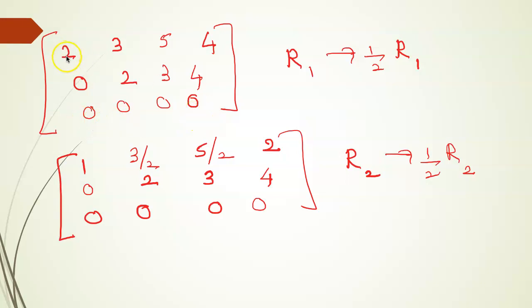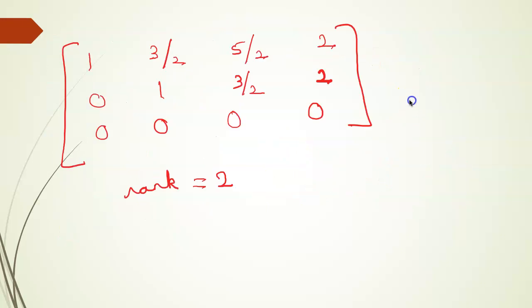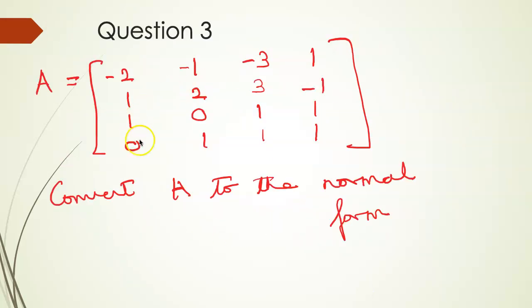Now I want a 1 here, so I divide the first row by half, and this is what I get. I want a 1 here, so I divide the second row by half, and you get this. So this is your echelon form of the matrix, because all the 0 rows are below, and the first non-zero entry in every row is 1. So the rank of this matrix is 2. Now convert this matrix to the normal form.